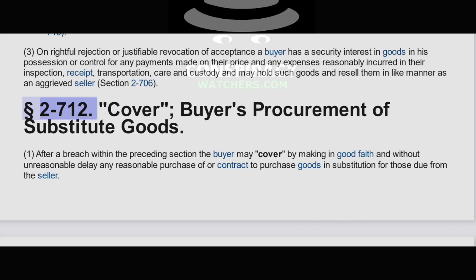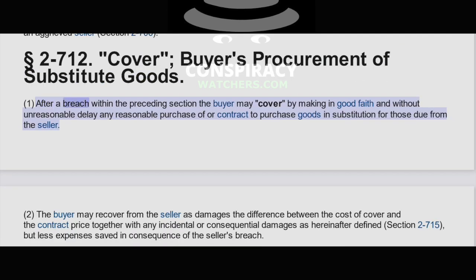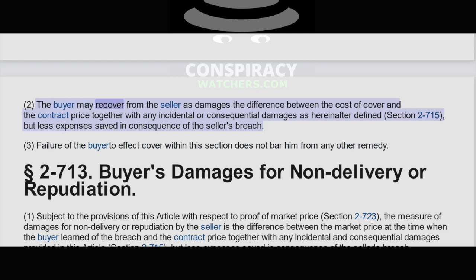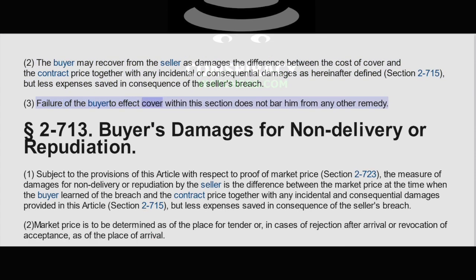Section 2-712. Cover, buyer's procurement of substitute goods. After a breach within the preceding section, the buyer may cover by making in good faith and without unreasonable delay any reasonable purchase of or contract to purchase goods in substitution for those due from the seller. The buyer may recover from the seller as damages the difference between the cost of cover and the contract price, together with any incidental or consequential damages as hereinafter defined, but less expenses saved in consequence of the seller's breach. Failure of the buyer to effect cover within this section does not bar him from any other remedy.